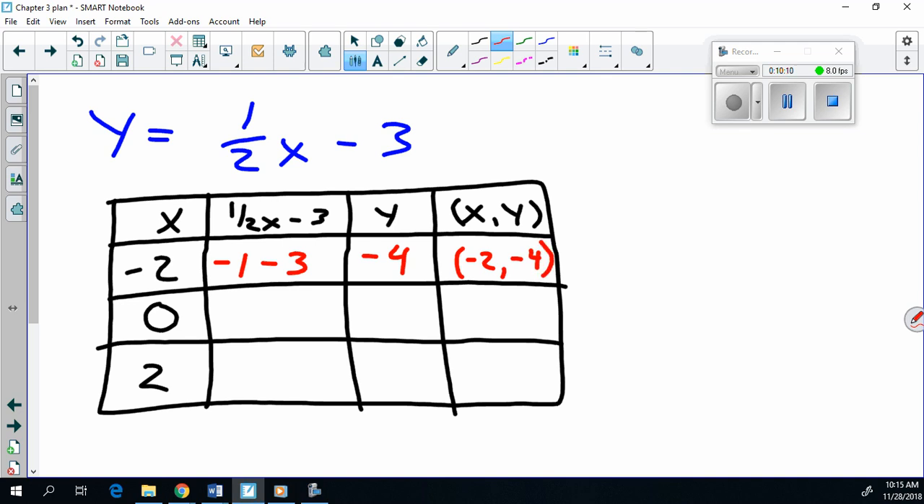Well, what if it's 0? Well, 0 times x is 0. 0 minus 3 is negative 3. So my y is going to be negative 3. So 0, negative 3. Stay with me. Copy it down. Positive 2.